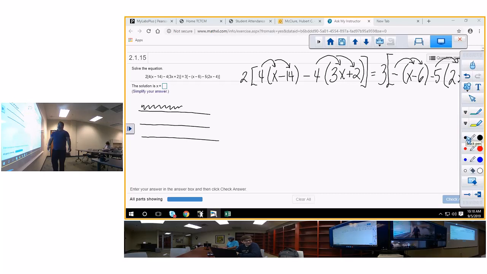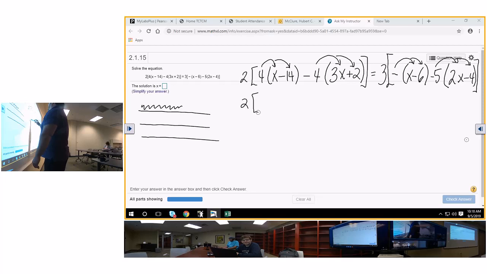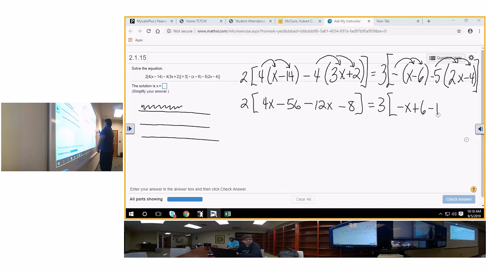So, 2, bracket, 4x minus, what is 4? Is that 56? Yes. Minus 12x minus 8 equals 3 minus x plus 6 minus 10x plus 20.